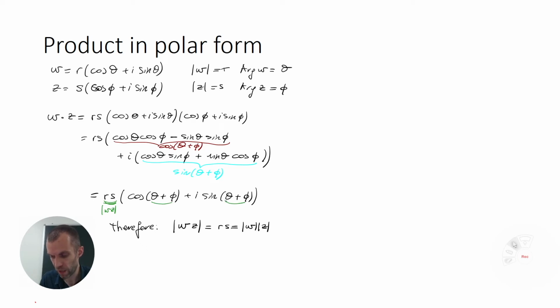If we look at what we have inside the cosine and the sine, that's the argument of W times Z. And so we get that the argument of W times Z is theta plus phi. And if we look back at what theta and phi are, well, that's the argument of W plus the argument of Z. So multiplying complex numbers in polar form is very easy. You just multiply the moduli and you add the arguments together.